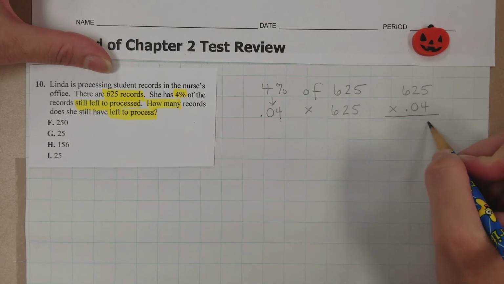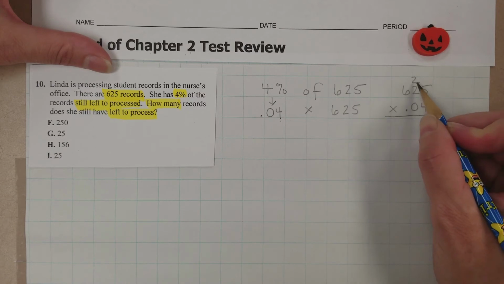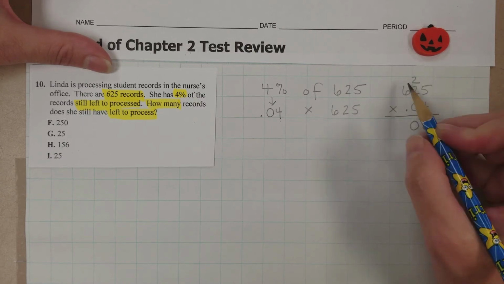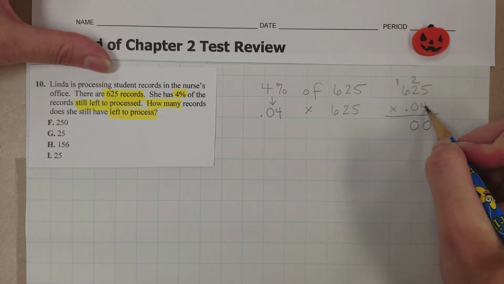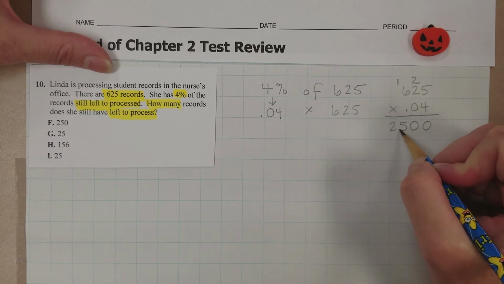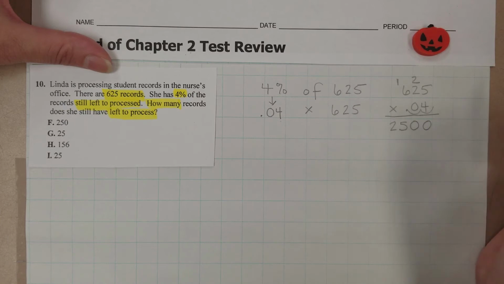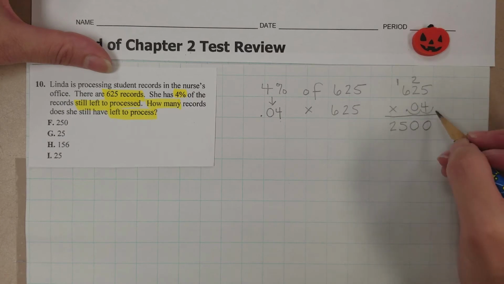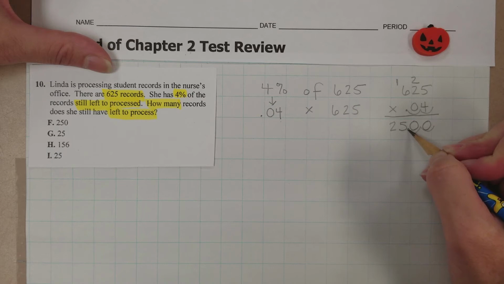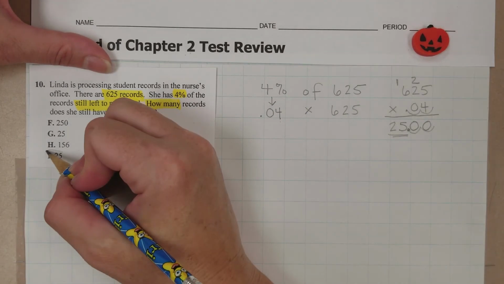4 times 5 is 20, carry the 2. 4 times 2 is 8, 9, 10, carry the 1. 4 times 6 is 24, plus 1 is 25. I only see two decimal places in my problem, and I have 2 in my answer. The answer is 25, and that is I.